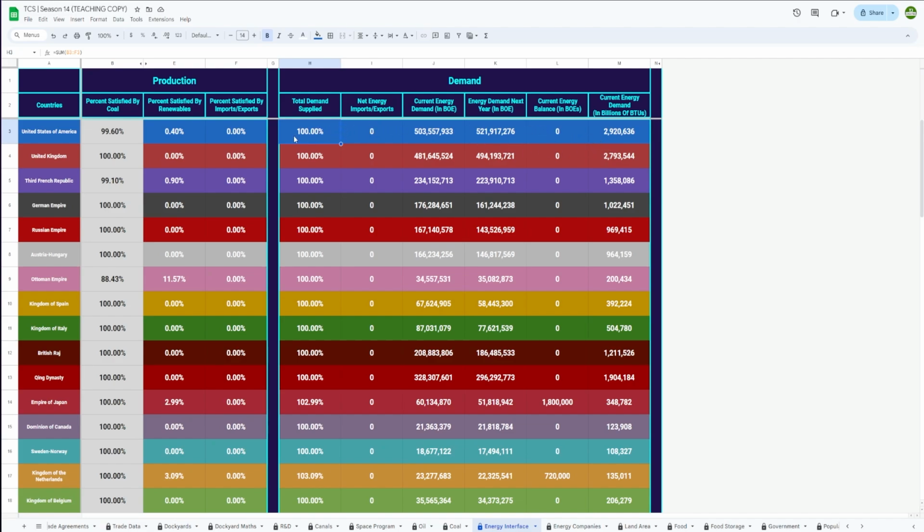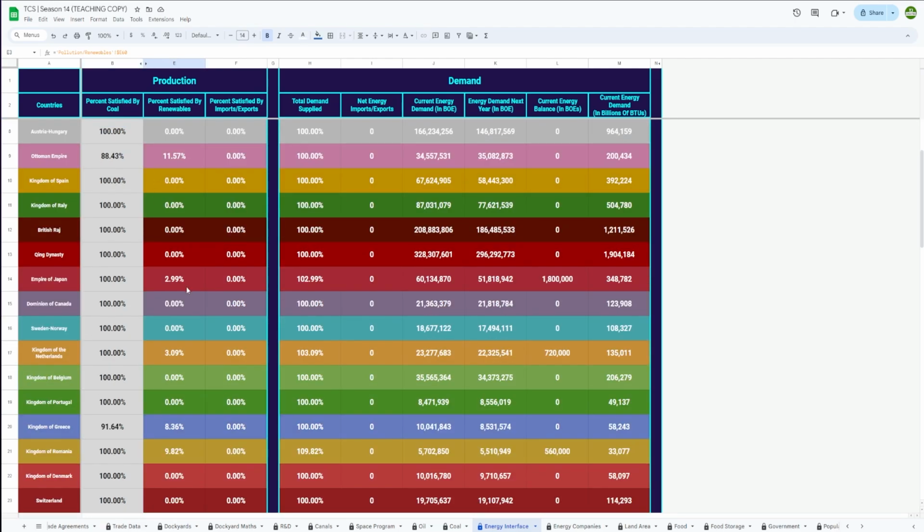And you can import and export energy later in the game. I don't believe it's a thing this early in the season. But then over here, you can see what you are satisfying your energy with. So right now, coal is like the only option. You have coal, and you have some really inefficient, ineffective renewable energy sources.